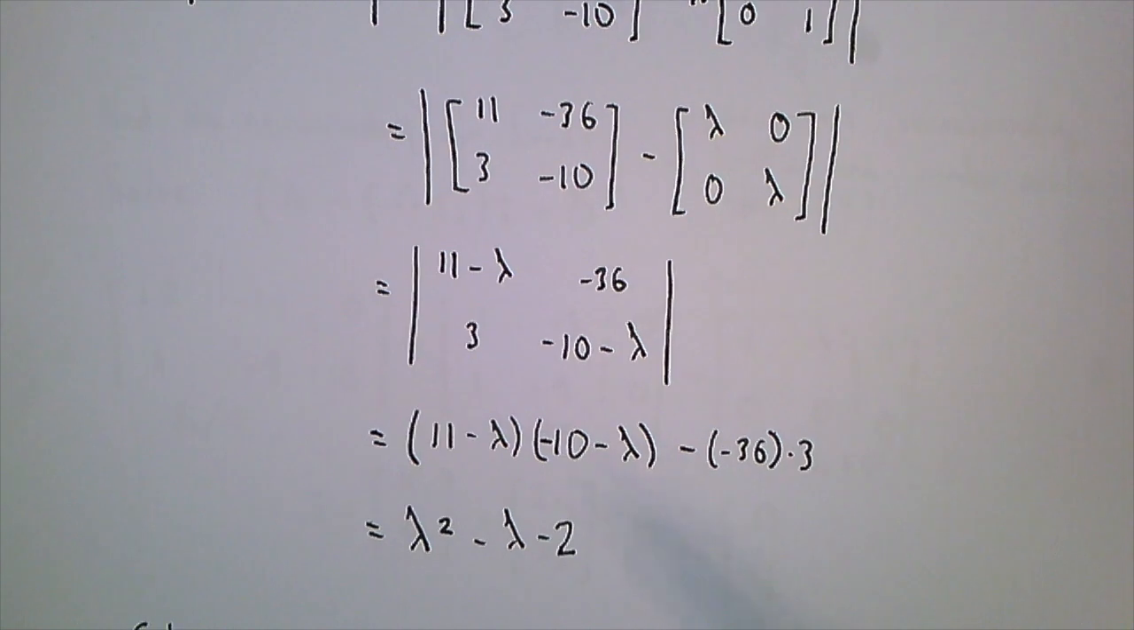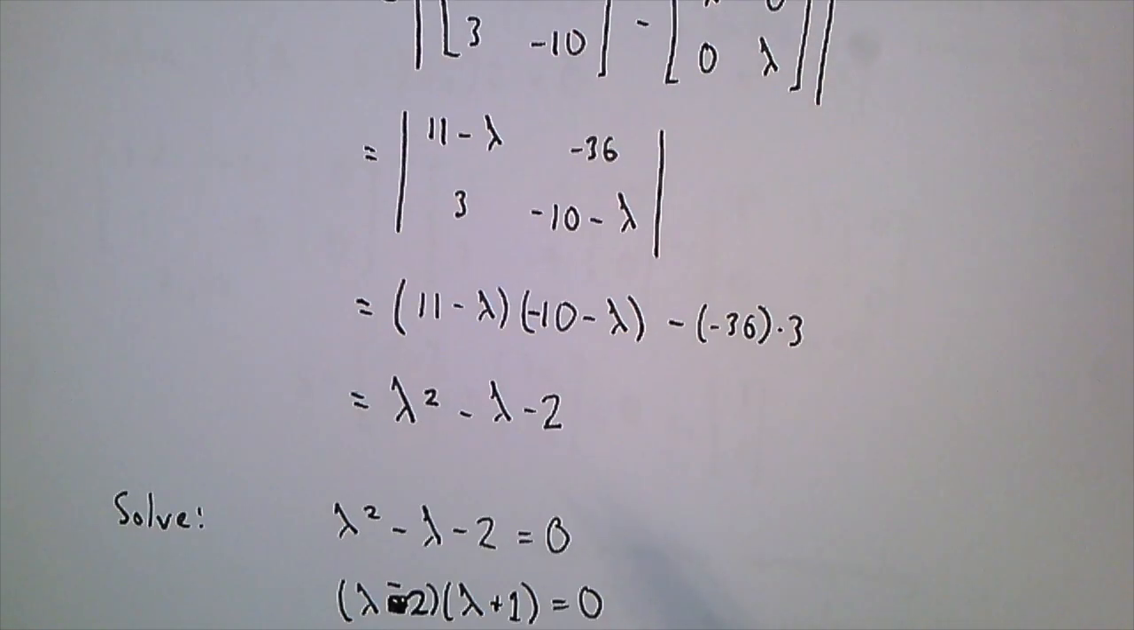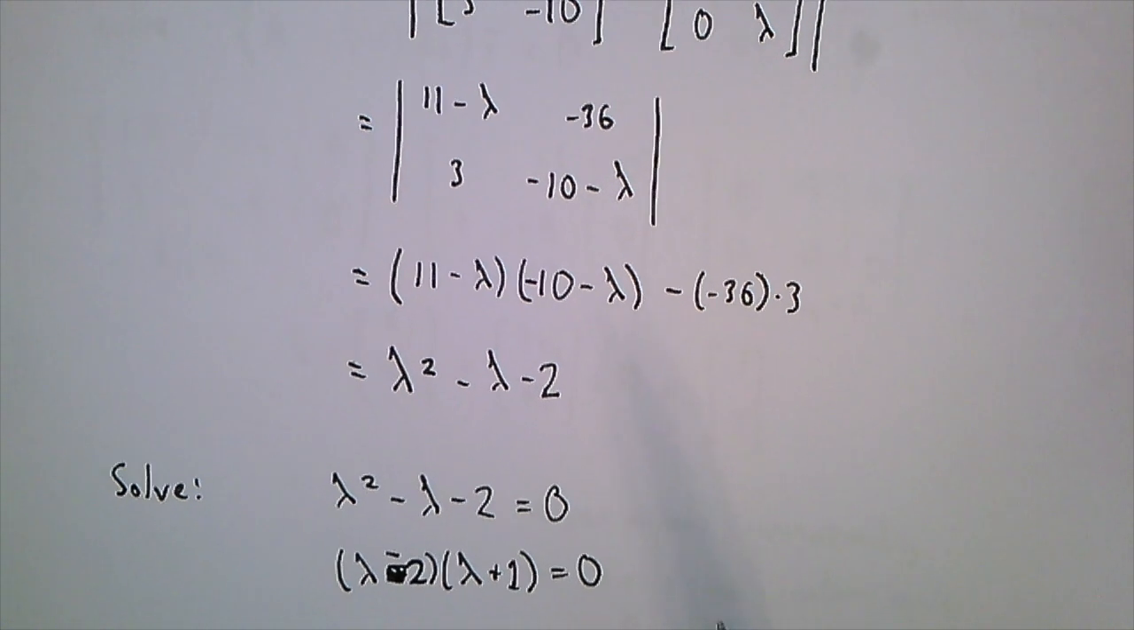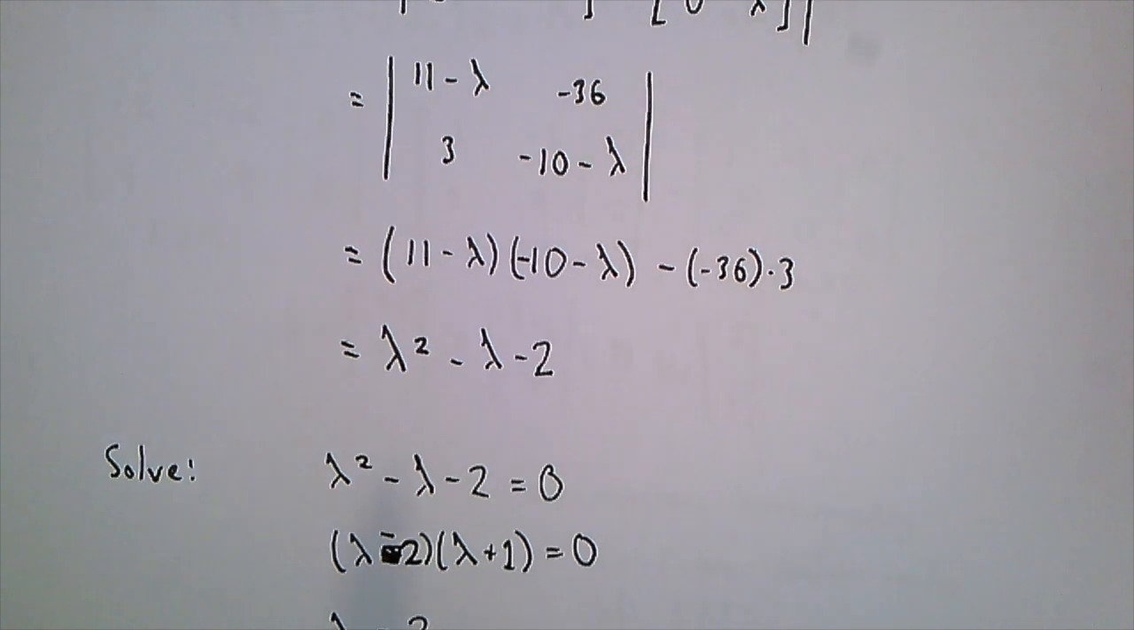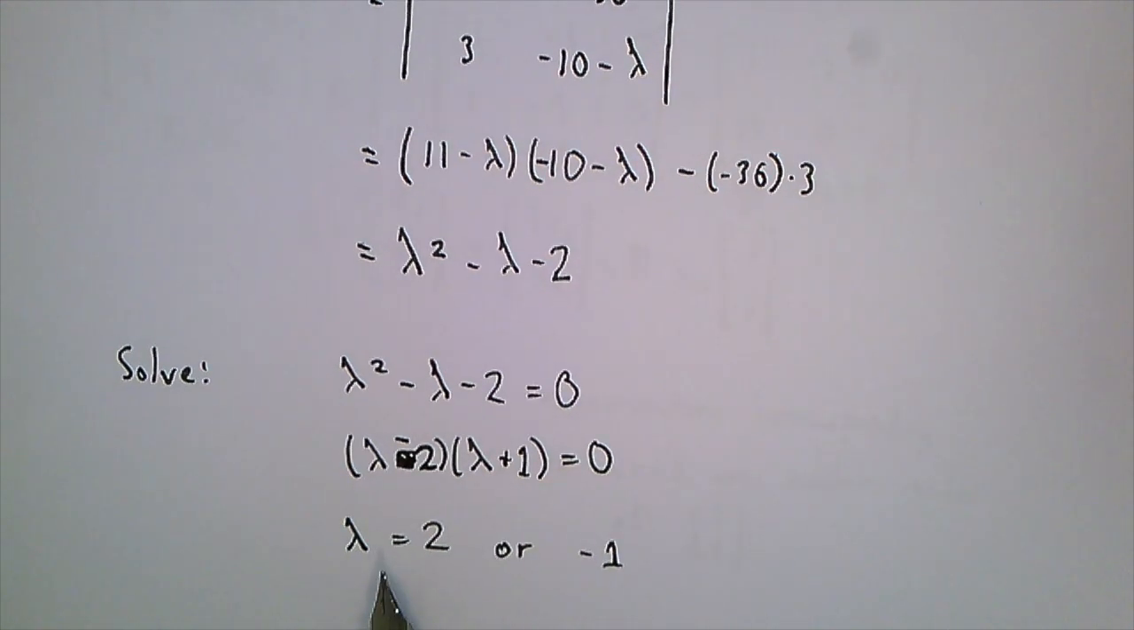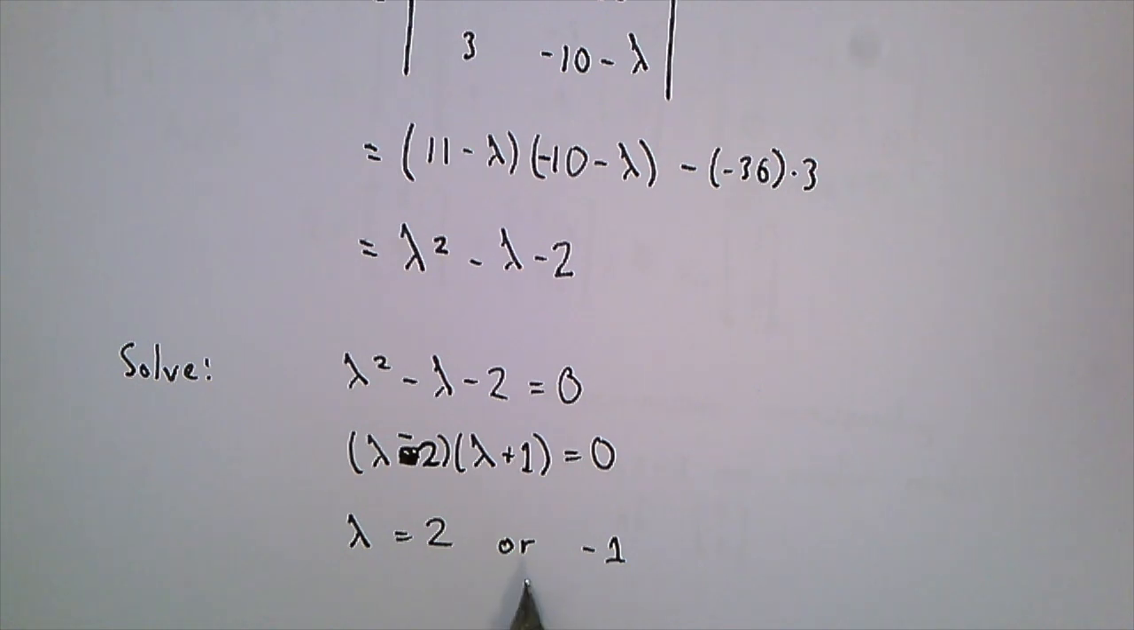So that's the characteristic polynomial. Remember, the characteristic equation is where we set the characteristic polynomial equal to 0. And this one we can solve by factoring. This is equal to lambda minus 2 times lambda plus 1. And since this is equal to 0, we know that lambda has to be equal to 2, or lambda has to be equal to minus 1.